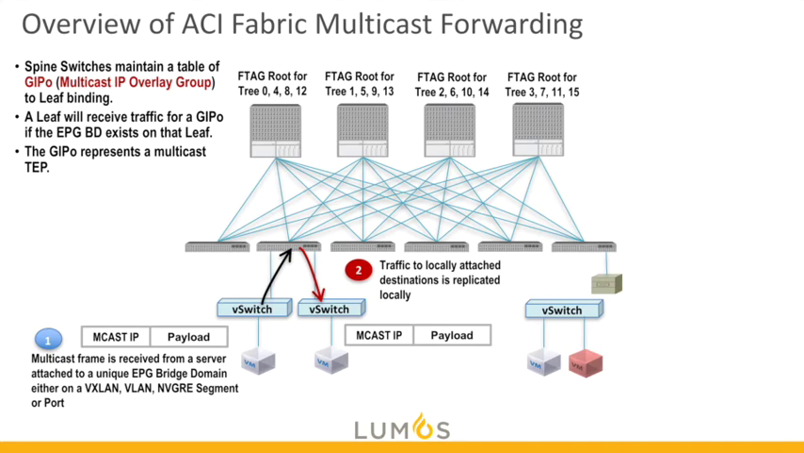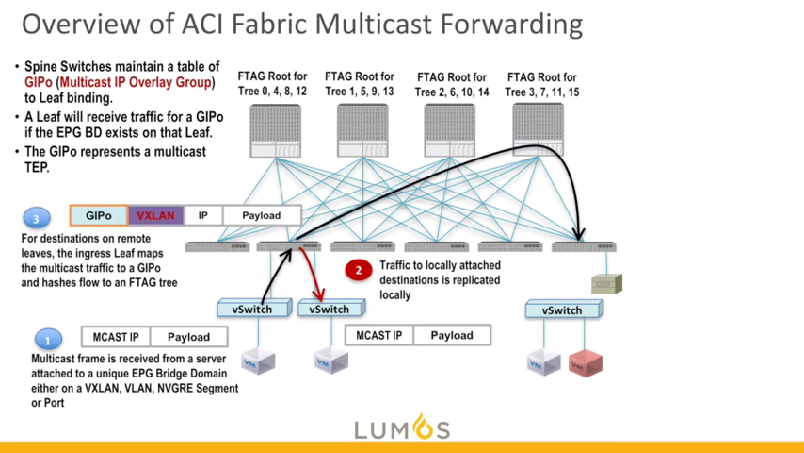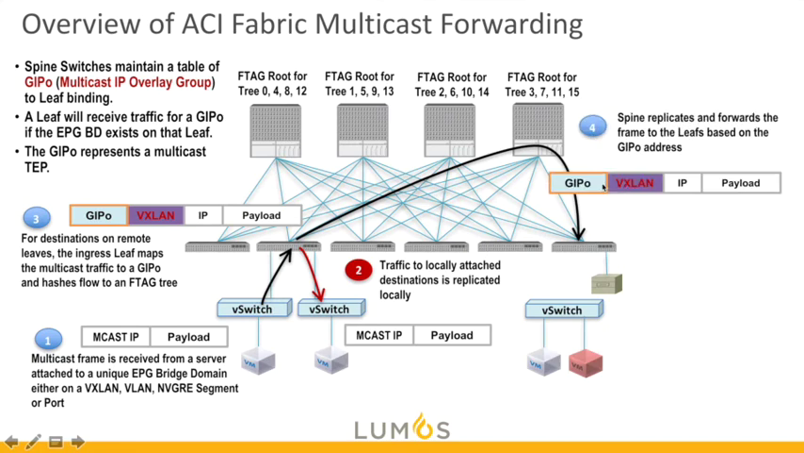If it's local, then it is replicated locally. So if we have a multicast subscriber on that leaf, the packets will go locally, of course. If it's on a remote TEP, the ingress leaf maps the multicast group to a GIPO, and a hash is flowed to the FTAG tree, which forwards the packet across the spine. The spine will replicate and forward the frame to the leaves based on that GIPO address.